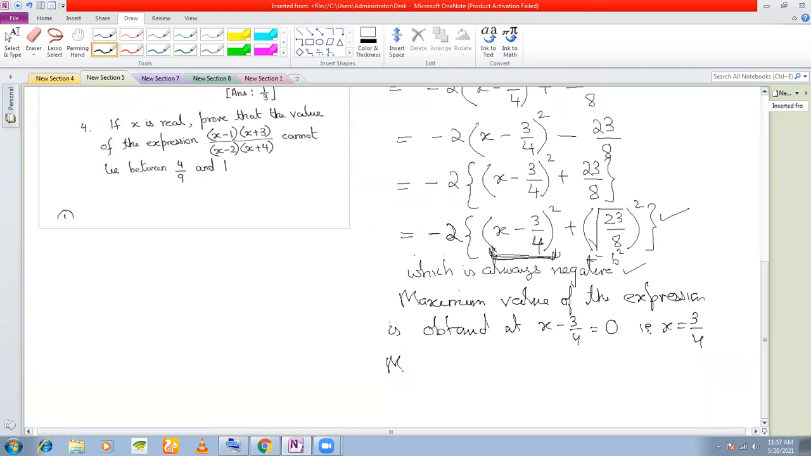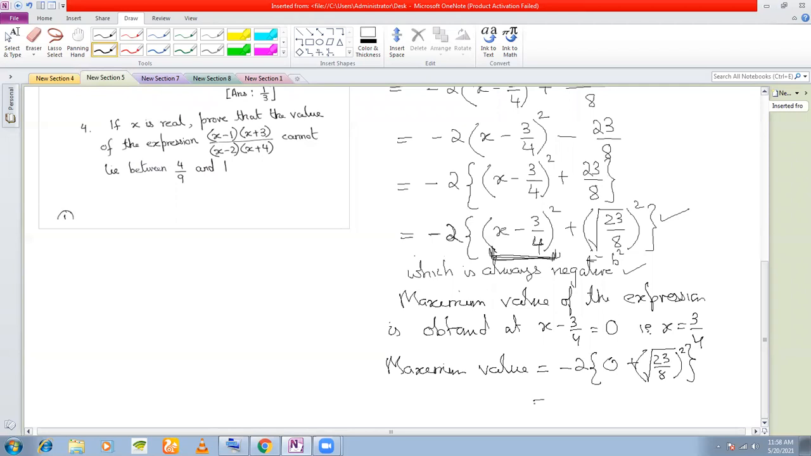And what is the maximum value? Minus twice. This part we have put 0 plus root 23 by 8 square, isn't it? So this will be minus 2 into 23 by 8, which is equal to minus 23 by 4. Clear? This is the maximum value. Whatever other value that you will get, they will be lower than minus 23 by 4. Understood?